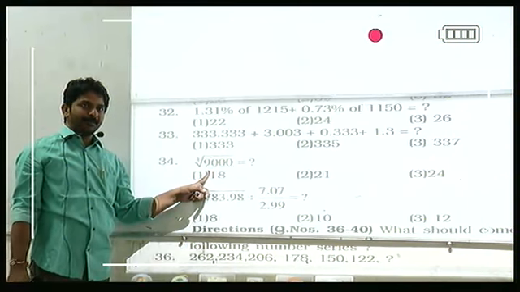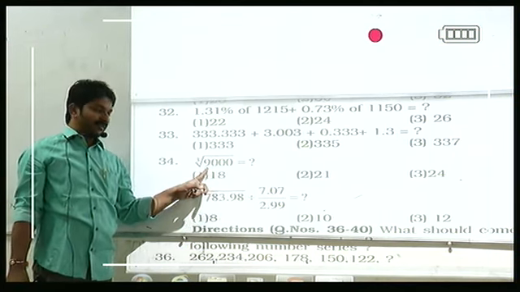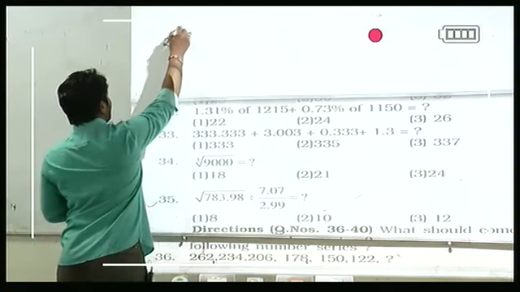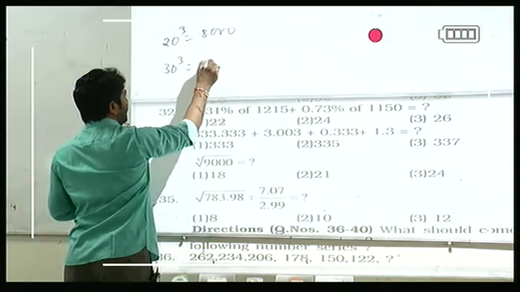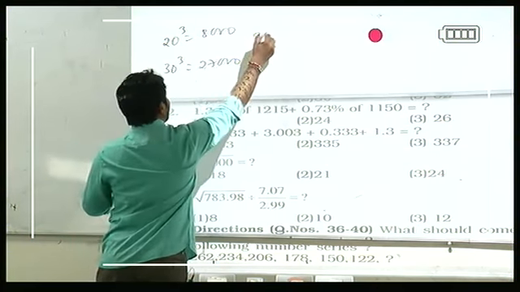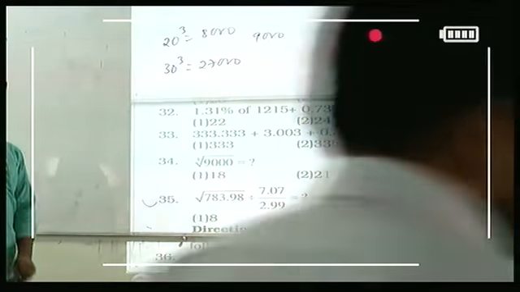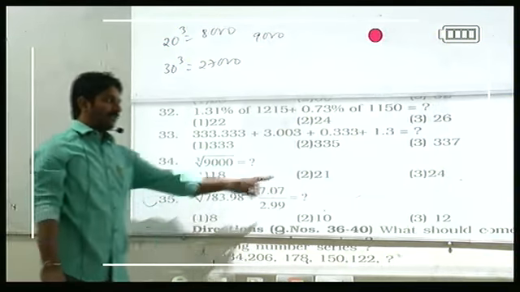30 cube is 27,000, which is less than this. So you know that 20 cube is equal to 8,000 and 30 cube is 27,000. You have 9,000, which is very close to 8,000. The answer is nearby 20. How much is that? 21. What is 21 square?